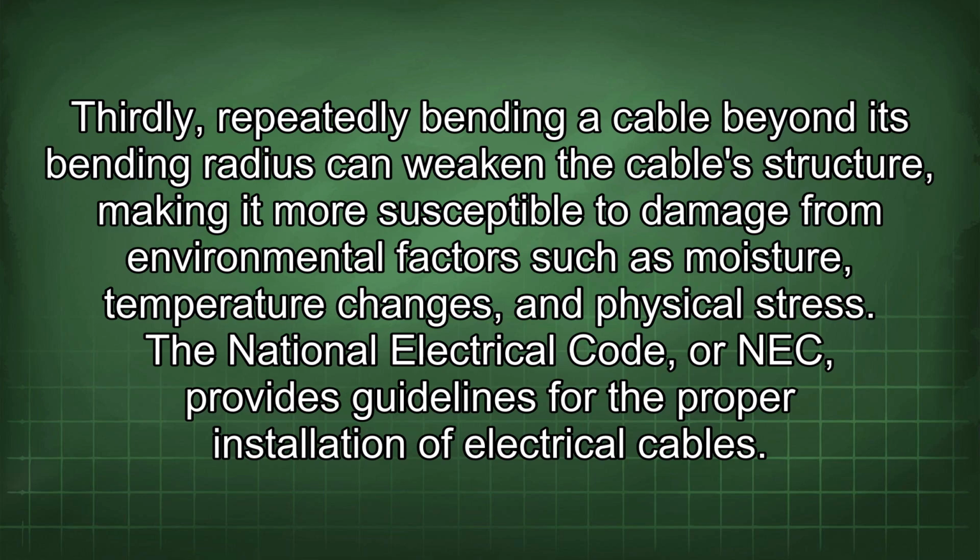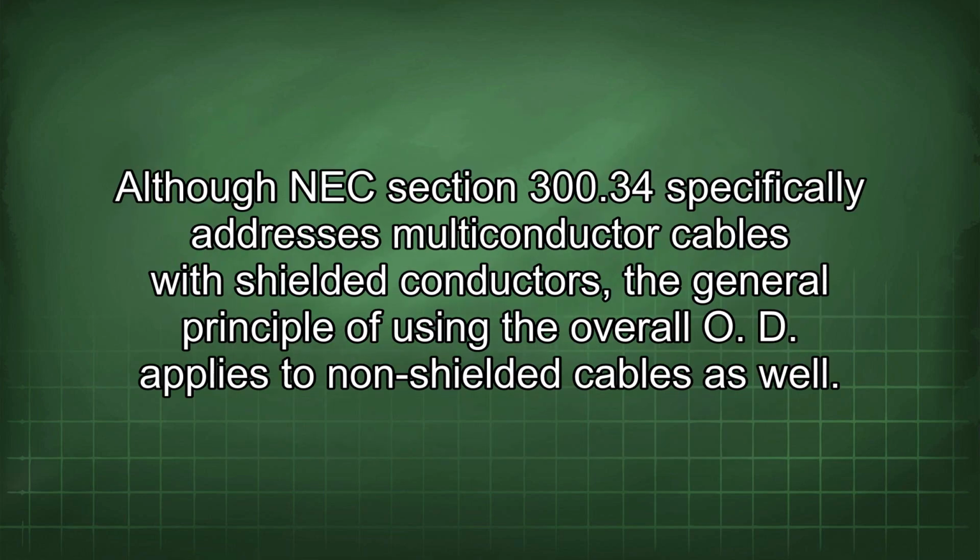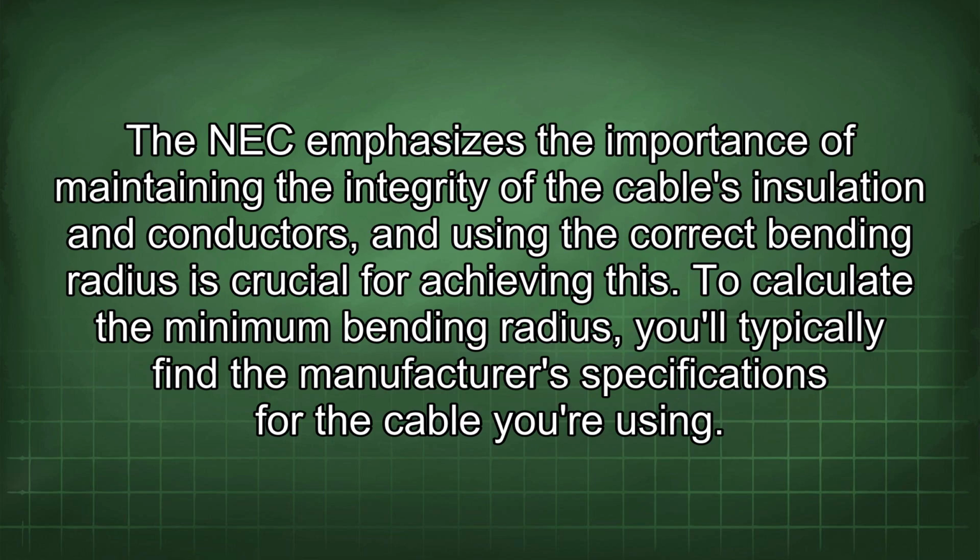The National Electrical Code, or NEC, provides guidelines for the proper installation of electrical cables. Although NEC Section 300.34 specifically addresses multiconductor cables with shielded conductors, the general principle of using the overall OD applies to non-shielded cables as well. The NEC emphasizes the importance of maintaining the integrity of the cable's insulation and conductors, and using the correct bending radius is crucial for achieving this.